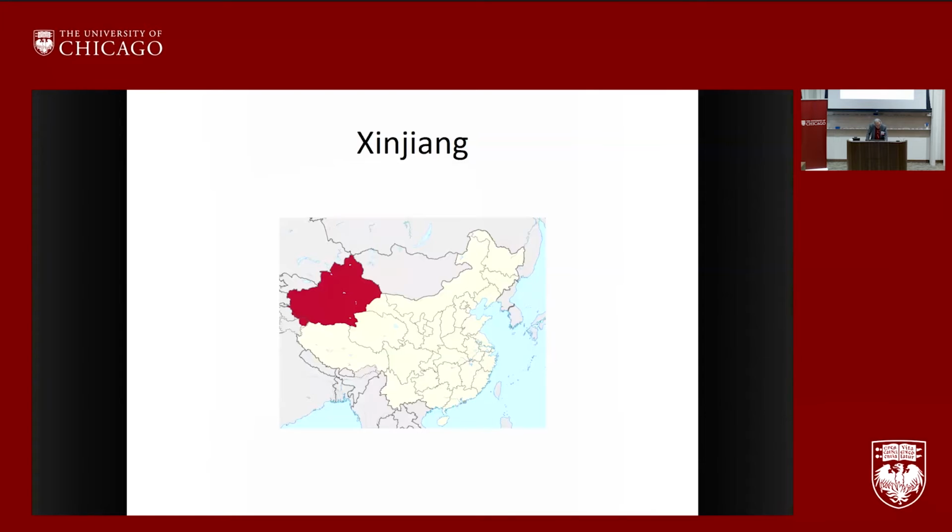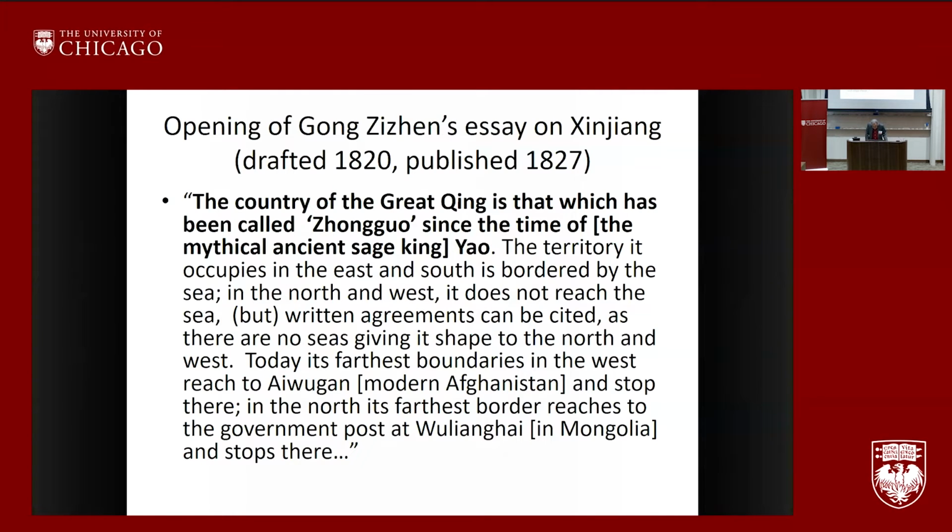He then continues, the country of the great Qing is that which has been called Zhongguo since the time of the mythical sage King Yao. The territory it occupies in the east and north is bordered by the sea. In the north and west, it does not reach the sea, but written agreements can be cited, and on and on. The written agreements are the 1689 and 1727 treaties with Russia, and Gong refers soon after to the Qing expanding beyond all previous dynastic borders.